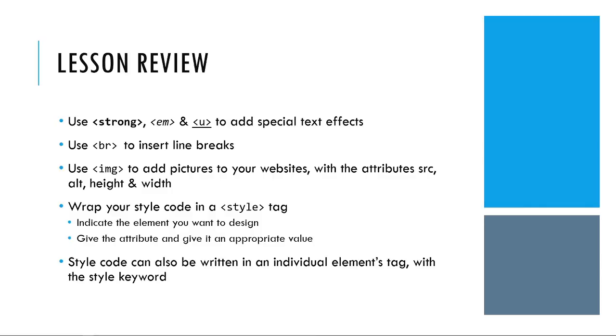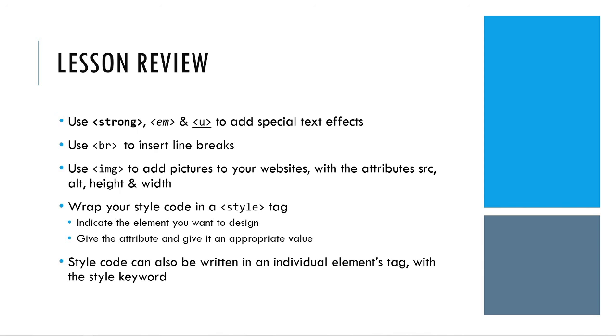And now we know how to style some basic parts of our code. In this lesson, we used the strong tag, the M tag, and the U tag to add special text effects. We also used BR and multiple p tags to insert line breaks. We use the image tag to add pictures to our websites using the attributes source, alt, height, and width.